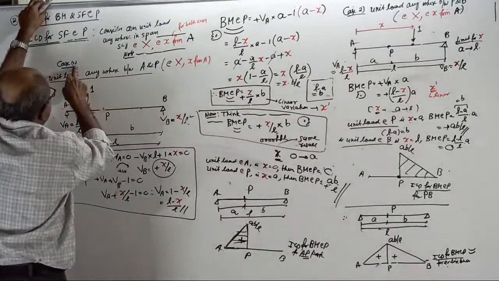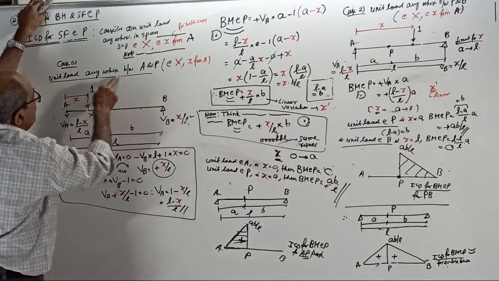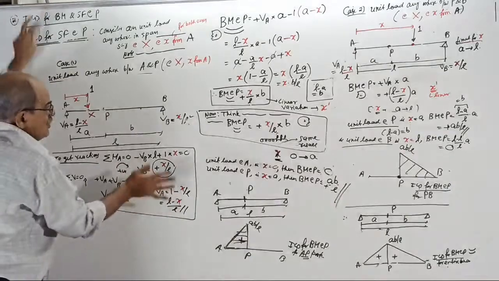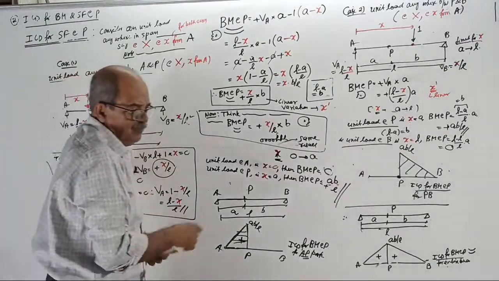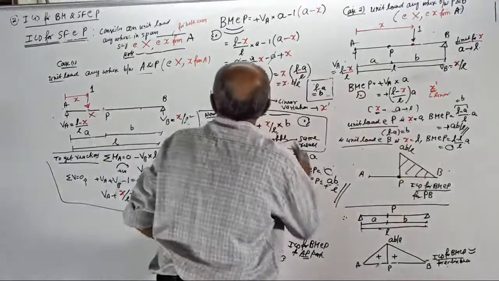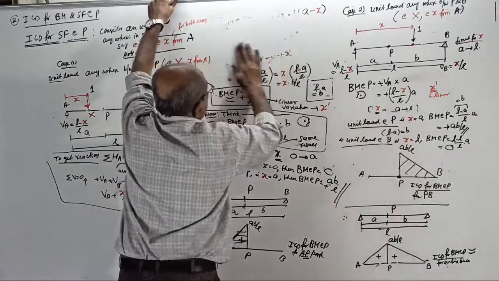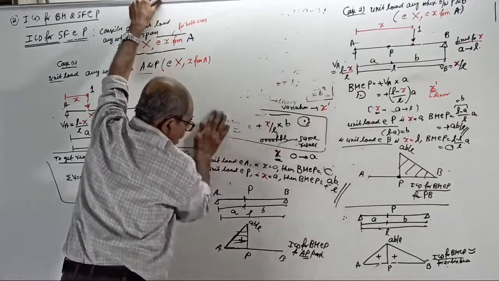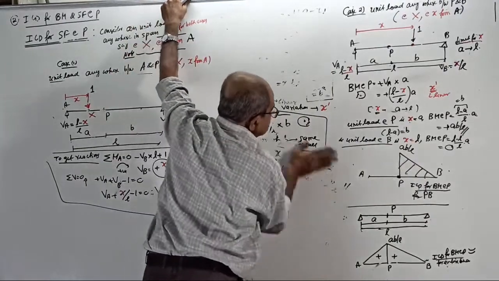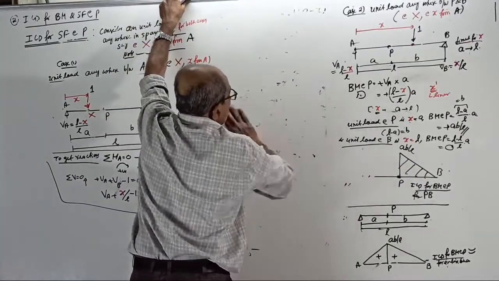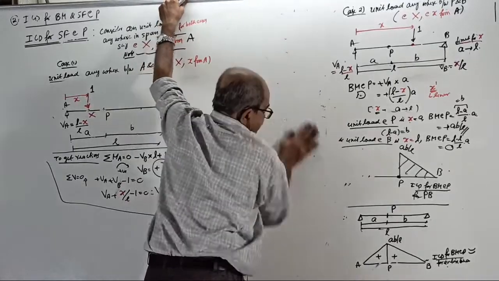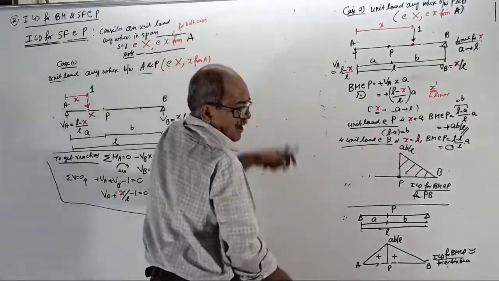So case 1, unit load anywhere between A and P, same diagram. Okay, reaction also will come same way, but we do not want bending moment. What do you want? Tell me now. I rubbed everything now. Now it is very simple. We do not want bending moment. What do you want? Now we want variation of what?